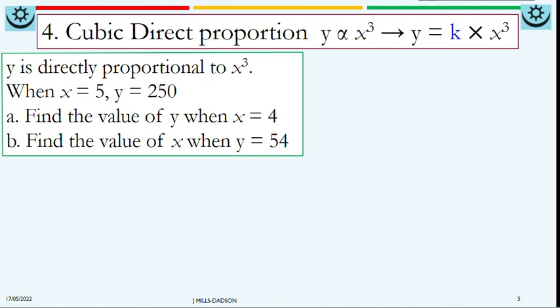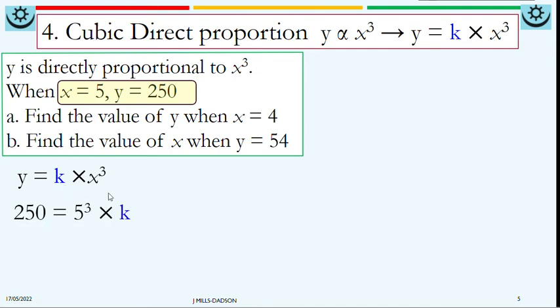Cubic direct proportion. We set it up the same way. So pause it and read. Hope you've read it. Now we start with the proportionality formula, y equals k times x cubed. Remember, it is the cubic direct proportion, so it's x cubed. Use the first initial values to find the proportionality coefficient k.